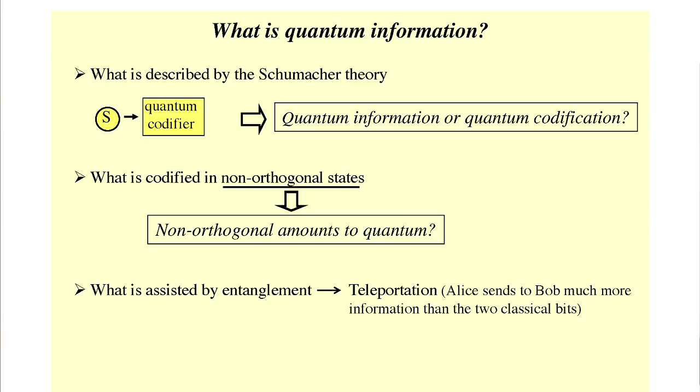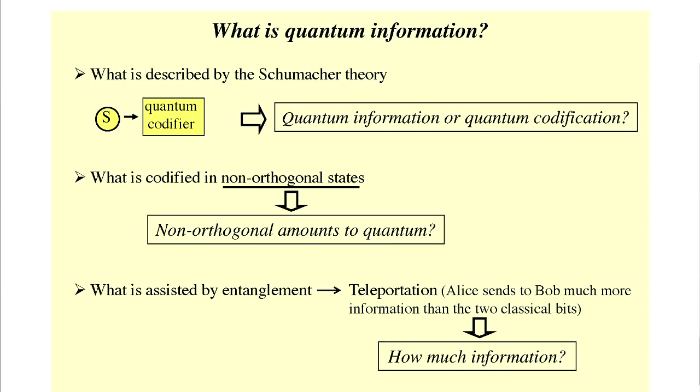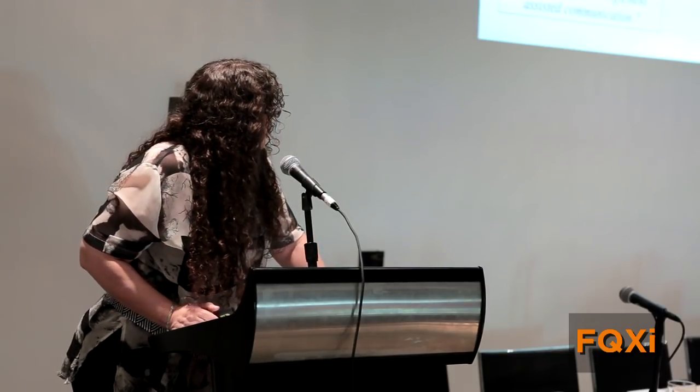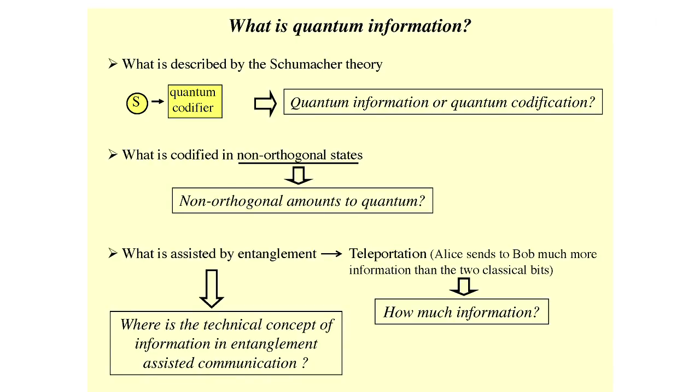So we are told that Alice sent to Bob much more information than the 2 bits sent through the classical channel. But how much information? How do we compute the quantity of information sent in teleportation? And sometimes I ask myself, what is the technical concept of information in entanglement-assisted communication? Well, as you can see, I have many questions to discuss with you. Thank you.